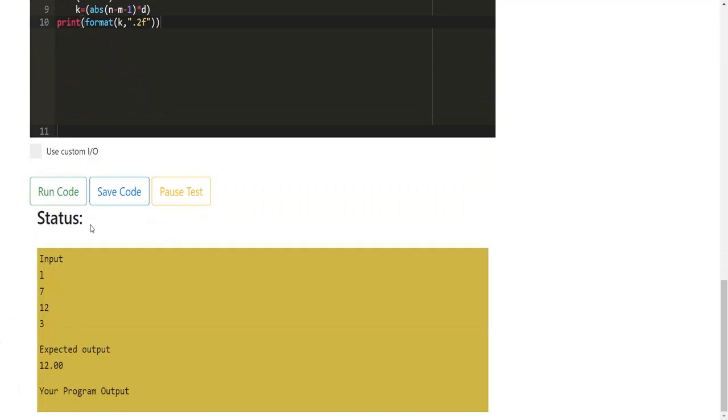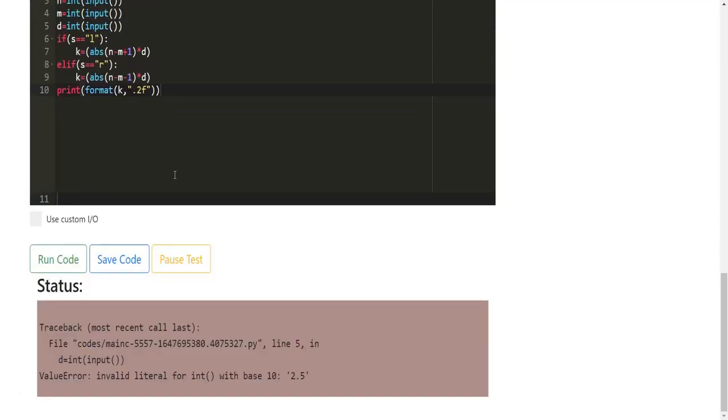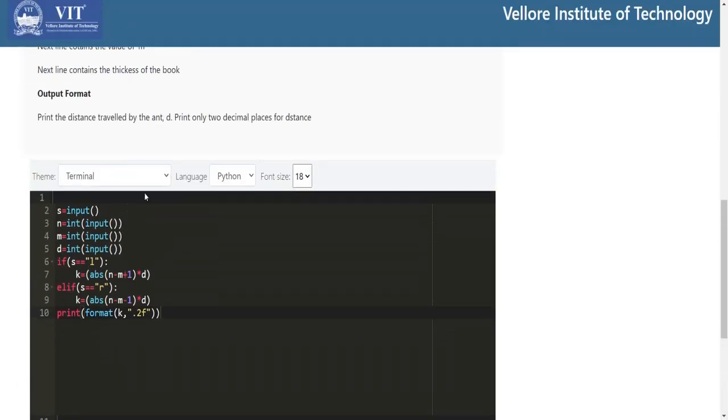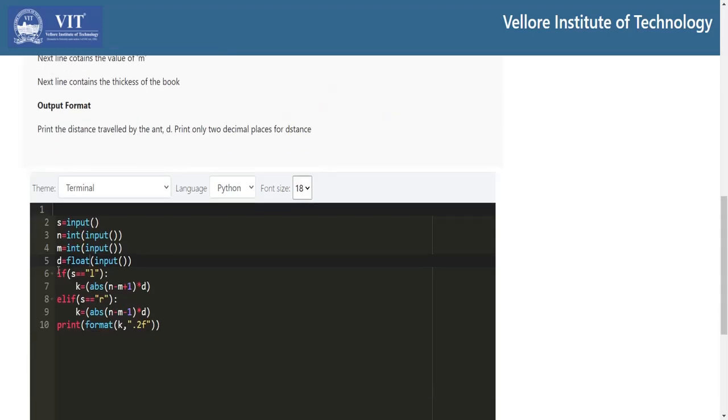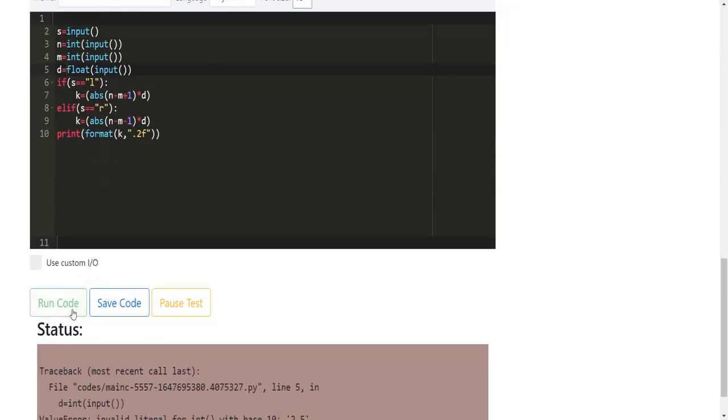So this is the public test case. Let's check whether our code is correct or not. D equal to integer input. Okay, so here we have to take the input in the form of float, because the distance may not always be an integer, it can also be present in decimal places. So here I had made one mistake that I've corrected. I have changed the format of input of distance from integer to float. So now let's run the code.